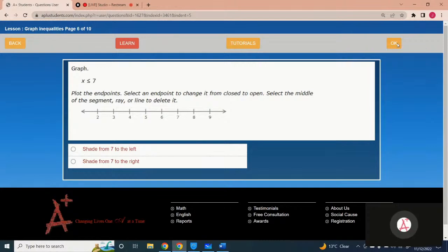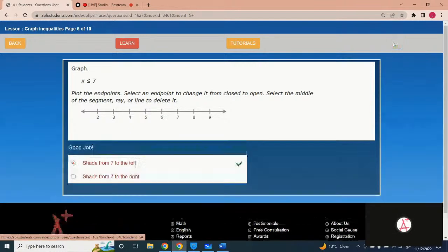X is less than or equal to 7. So less than or equal to 7 means you are on the left hand side of the 7. So shade from 7 to the left. Got it? So just select the correct option, then click on the OK button.